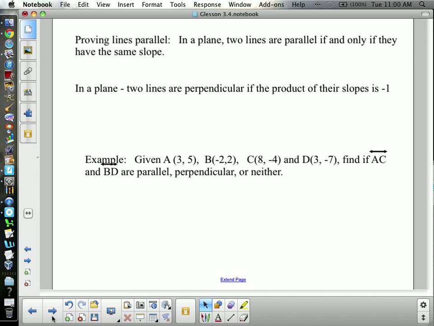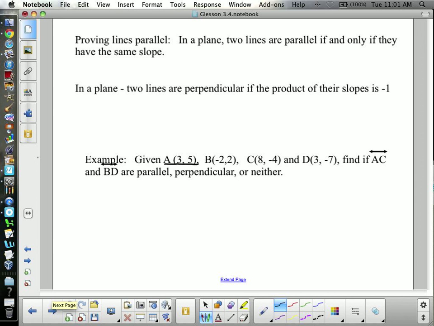Two lines are parallel if they have the same slope. Two lines are perpendicular if the product of their slopes is negative 1. That's huge, because we're studying parallel and perpendicular lines. So if I have 4 points, I can find out if two lines are parallel by calculating their slopes. It took us a little while because we're a little behind today, but we're going to come back to slope and do it some more.